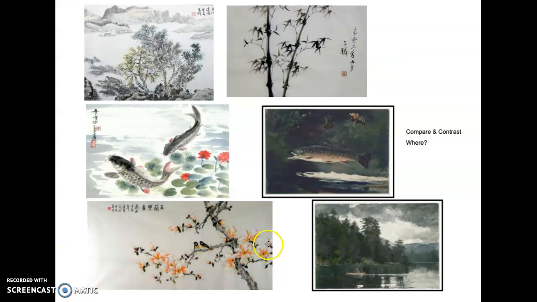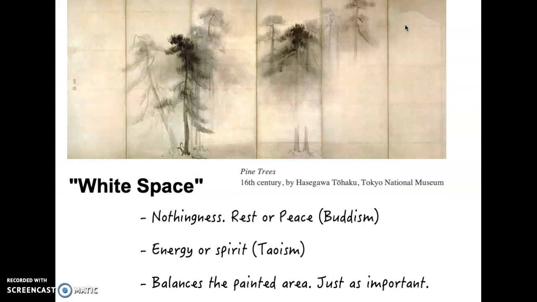Another difference in this Asian art from these by Winslow Homer would be the amount of white space or empty areas that are not painted in. That's a huge difference. Well, in Asian art, that is known as white space. It's also referred to, even here, as negative space, but it's that empty area, okay?